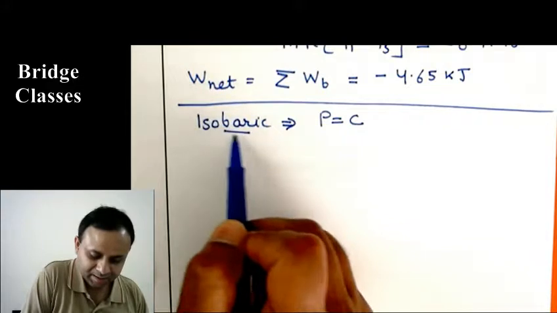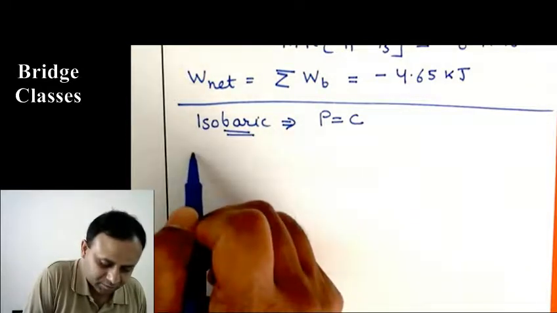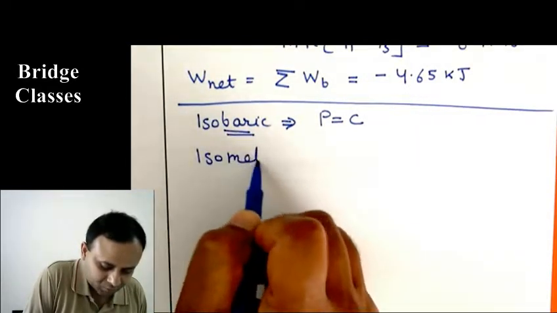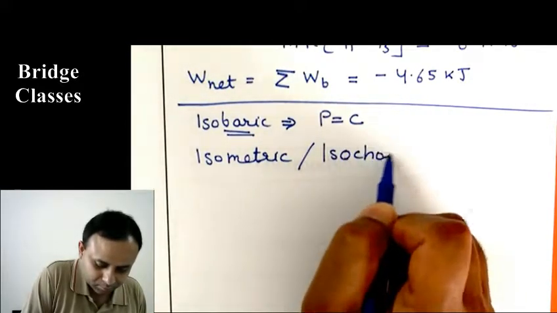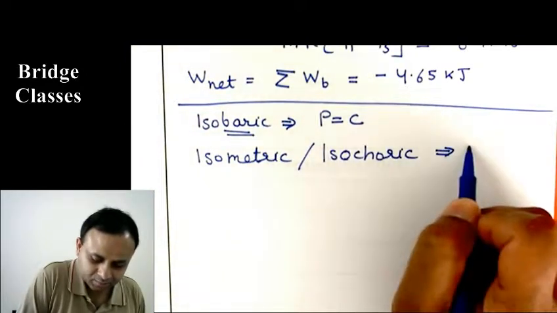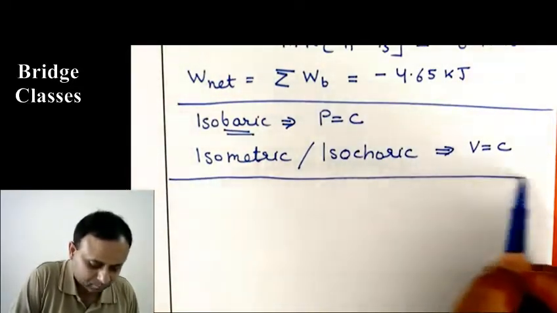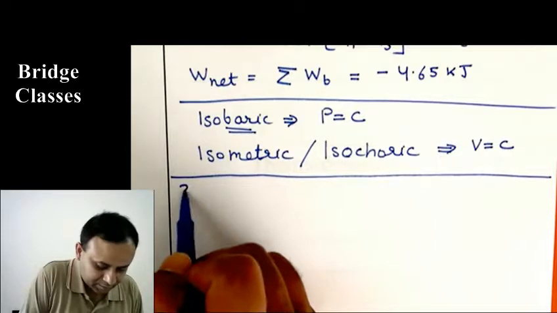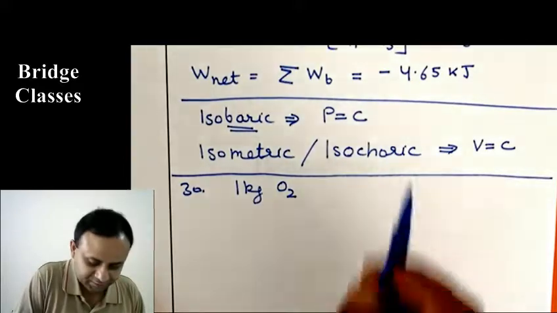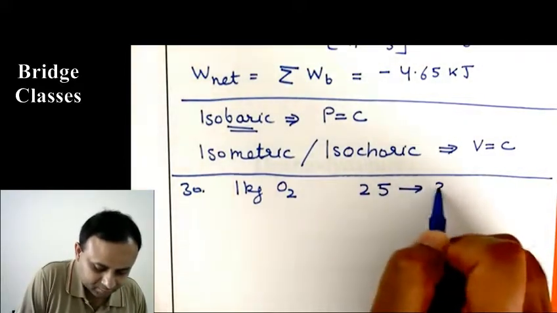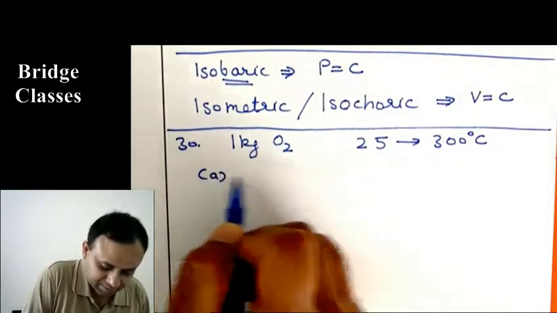You see in the name it has bar, and bar is a unit of pressure. So isobar means constant pressure. And similarly for constant volume, many times we call them isometric or isochoric. These are constant volume processes. Now in this problem number 30, we have 1 kilogram oxygen, and it is heated from 25 to 300 degrees C. Now the first case is constant volume.